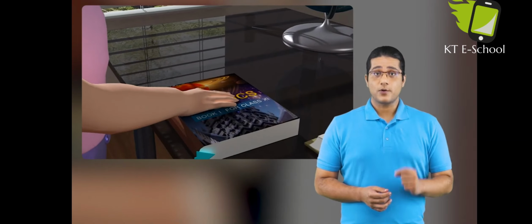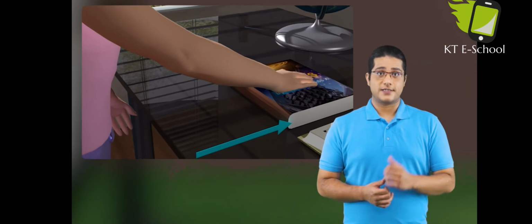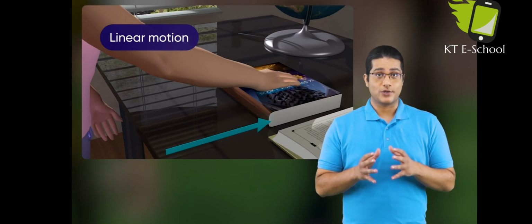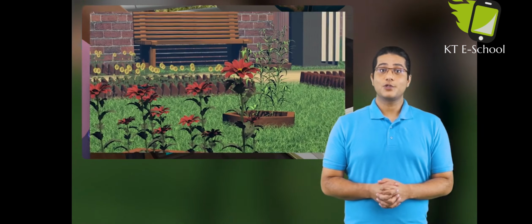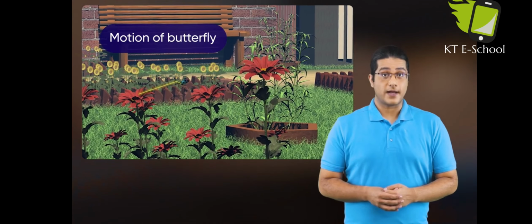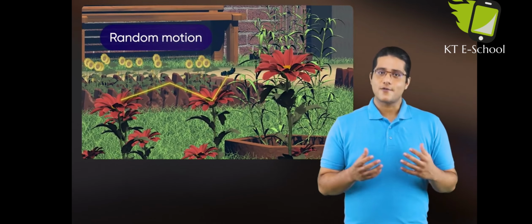When a book is moved on the table, its position changes. It is said to be in linear motion. The motion of insects and butterflies in the air is not along a fixed path. Such a motion is called a random motion.